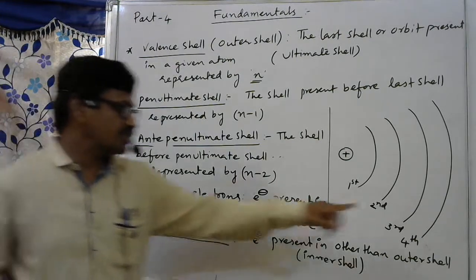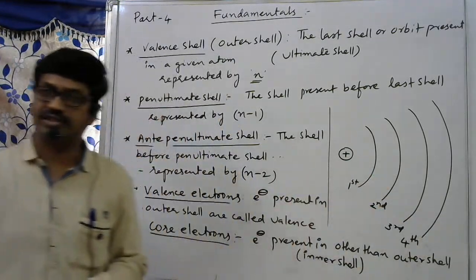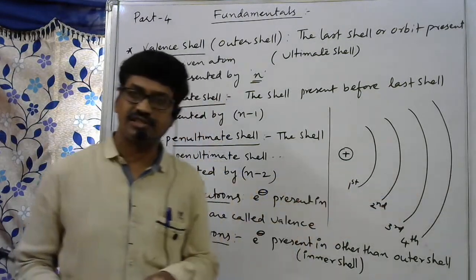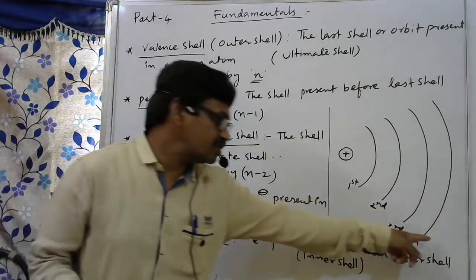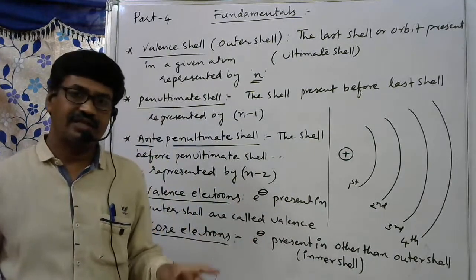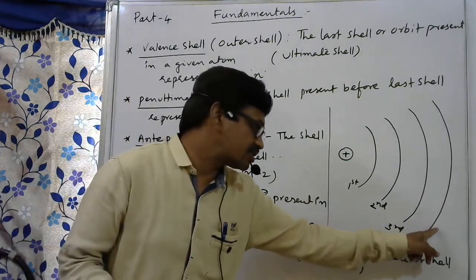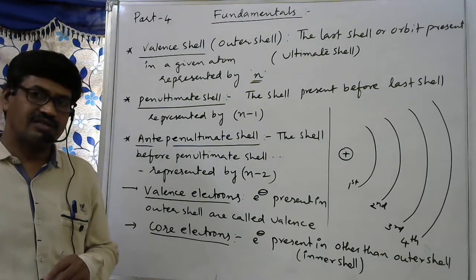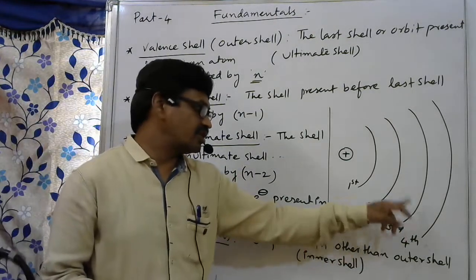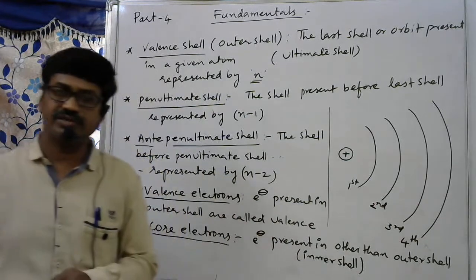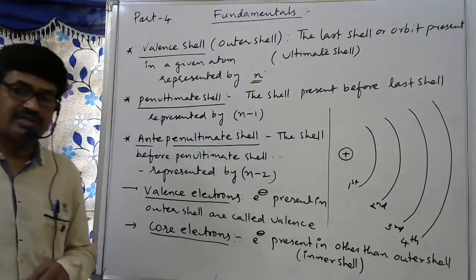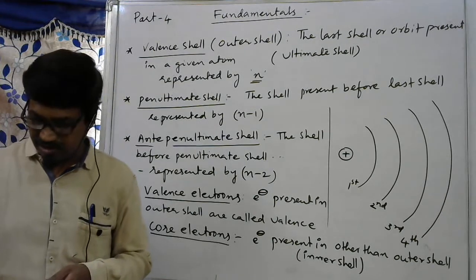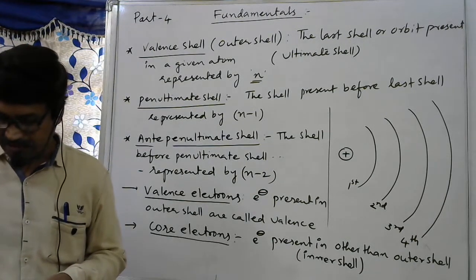Valence electrons means electrons present in the last shell. Here I have drawn 1, 2, 3, 4 shells. Among those the last one is 4, so that is the ultimate. The electrons which are present in this shell are nothing but valence electrons or outer electrons. The electrons which are present in the third shell or second shell or first shell are nothing but core electrons. That is core configuration or core electrons. So these terms also we have to remember.